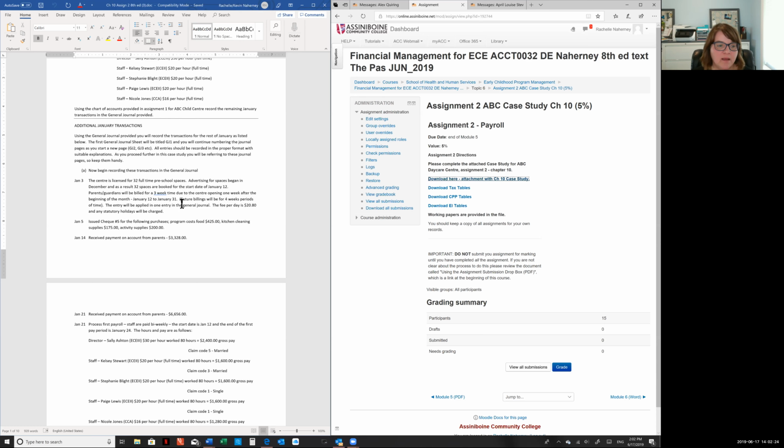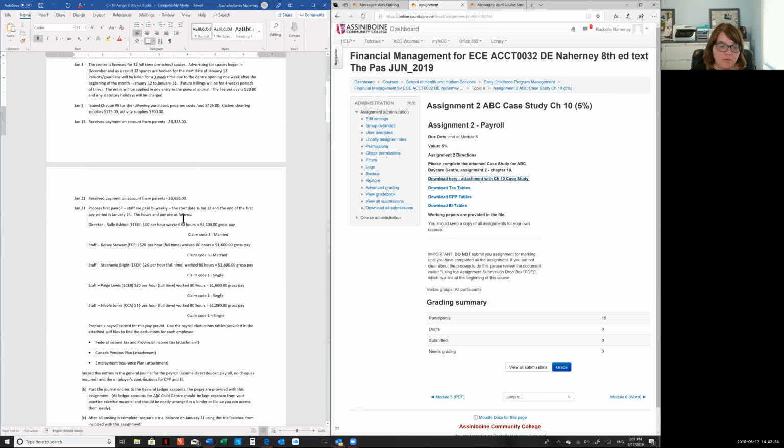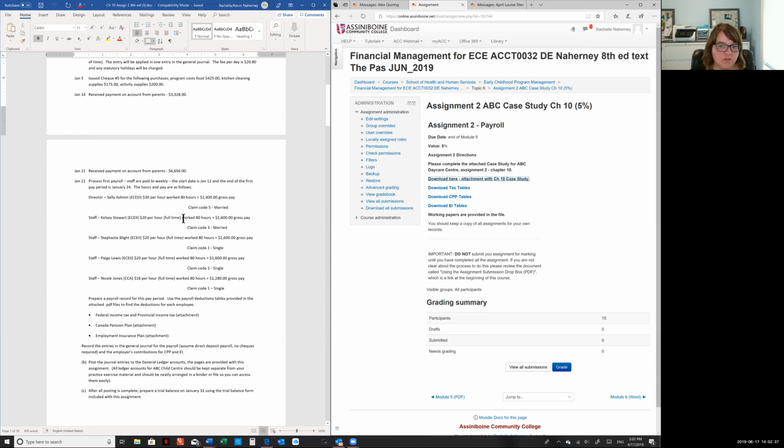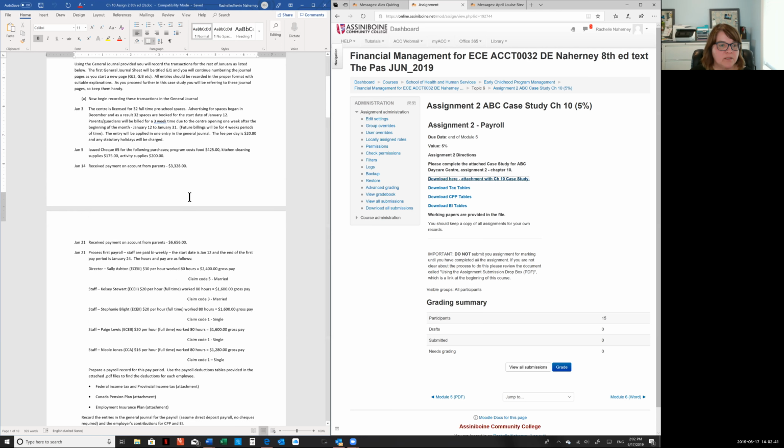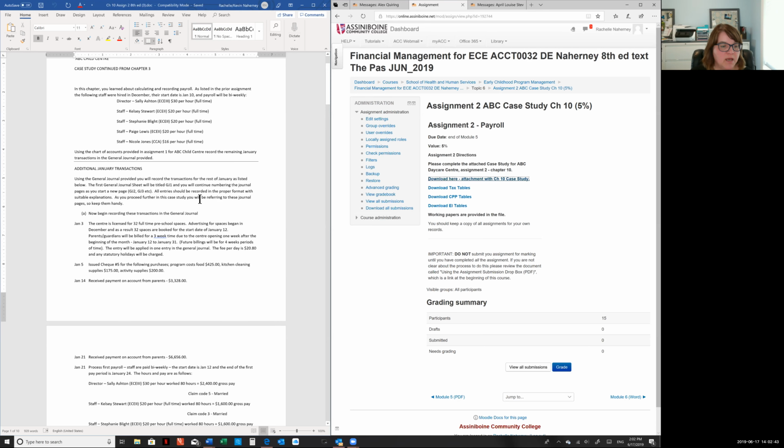Some entries are going to be very similar because you're still making some purchases for programming on the 5th, so that's going to be a repetitive type of journal entry, but these other ones are going to be new and look different to you. So I want to talk about that. Let's talk about the first entry. The center is a licensed center. It has 32 full-time preschool spaces.